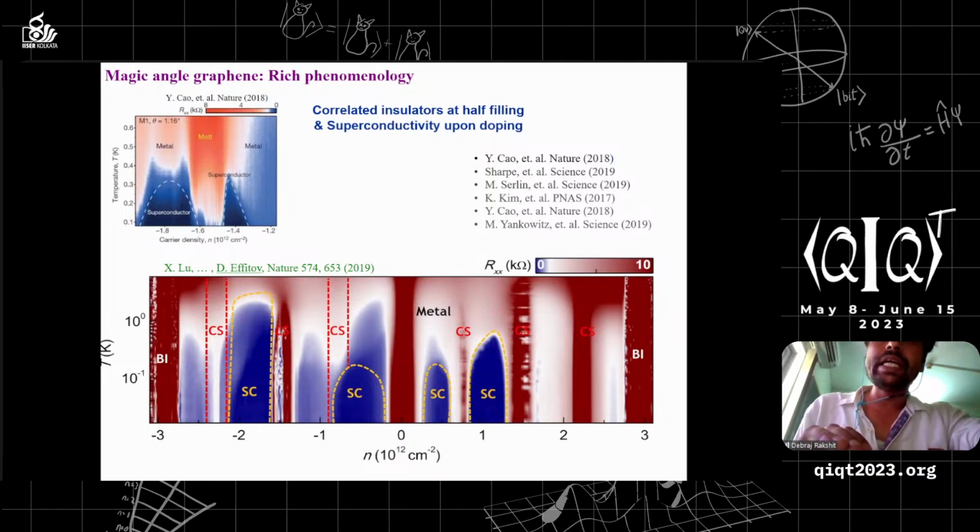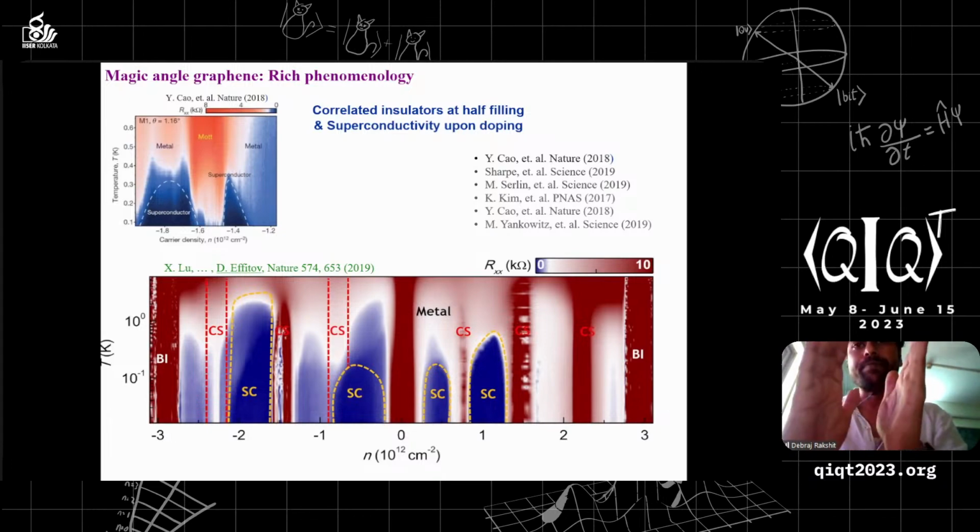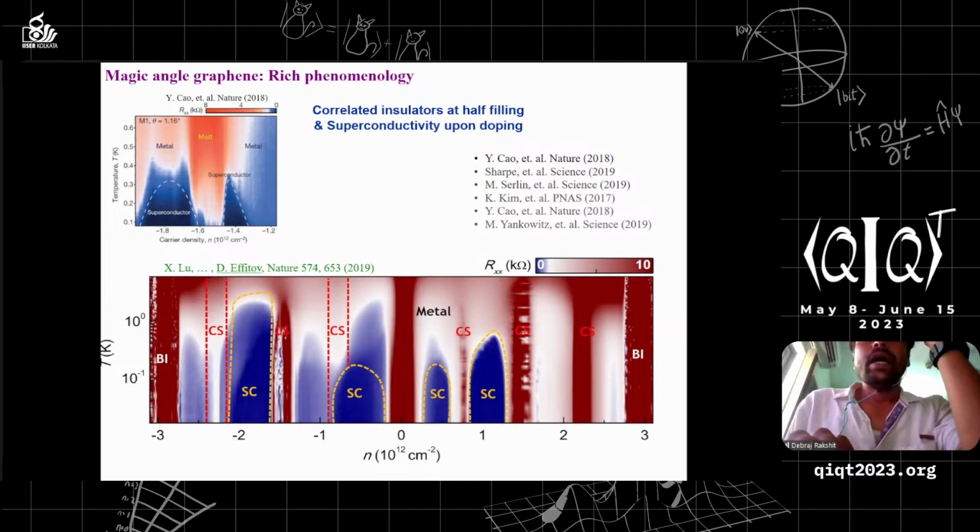Now a cleaner experiment was done by a group from ICFO, led by Dmitri Efetov, and they also had a set of papers. But in the first paper that they did, you can see these things very clearly. There is this repeating superconducting and correlated insulating phases. The superconducting dome is there, and then you change the density, you get a correlated insulating phase, and it all happens whenever there is an integer filling. It's not only for a particular filling, but it happens for all integer fillings.